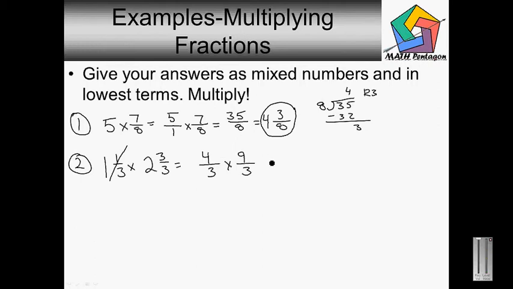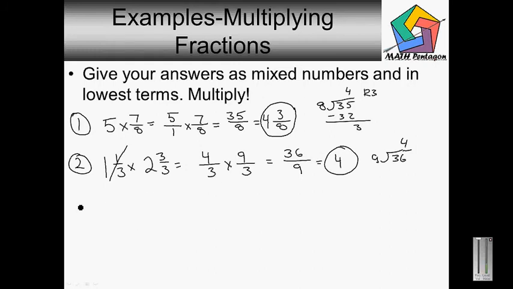So we just multiply across. 4 times 9 is 36. 3 times 3 is 9. So 36 divided by 9. So we're going to divide. 9 goes into 36 evenly 4 times. So our answer would be 4. So 4 would be our final answer, just the whole number 4.